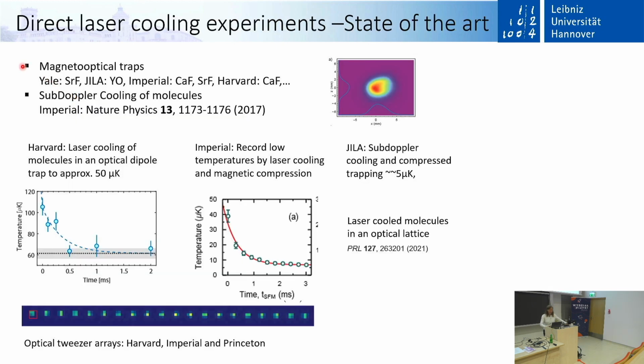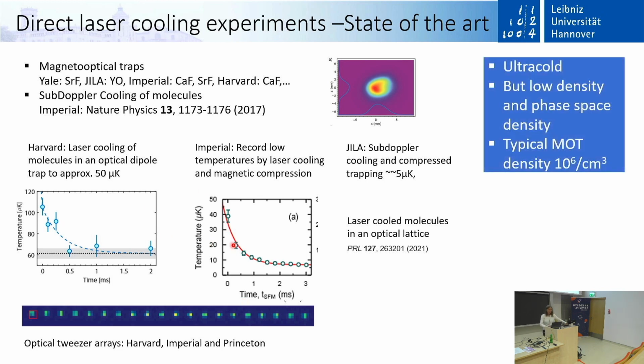Why? There have been really great advances in the last few years on direct laser cooling of molecules. Magneto-optical trapping is nowadays a standard tool. Sub-Doppler cooling in optical molasses, then all these experiments on laser cooling in optical and magnetic traps, and even in optical lattices, and this beautiful work on optical tweezers. However, at the current point, all these experiments are working in the ultra-cold regime, but the densities of these molecular ensembles are still relatively low, and therefore also the phase-space density is still far away from quantum degeneracy.